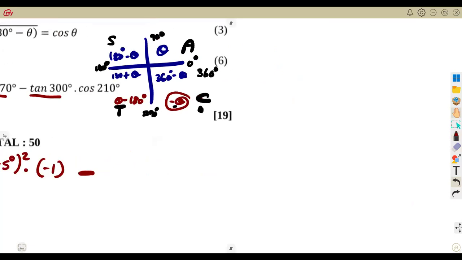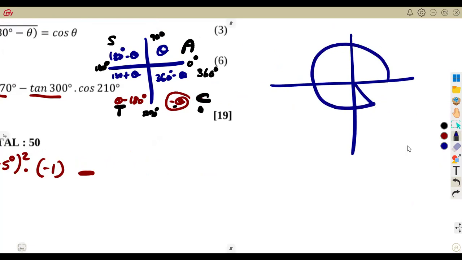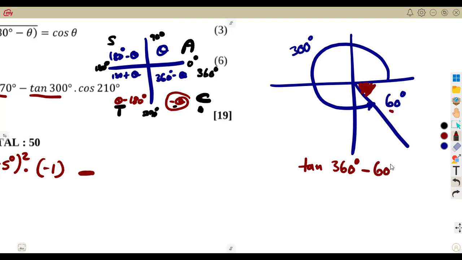Again, we can reduce this one. 300 is in the fourth quadrant. Remember, 300 is somewhere there, up to here. The whole of this angle is 300 degrees. So 360 minus 300 will give us what? 60 degrees. This is the acute angle that we have in that quadrant. So this was going to be like tan of 360 minus 60. So that we get what? 300. 360 minus 60 is 300.